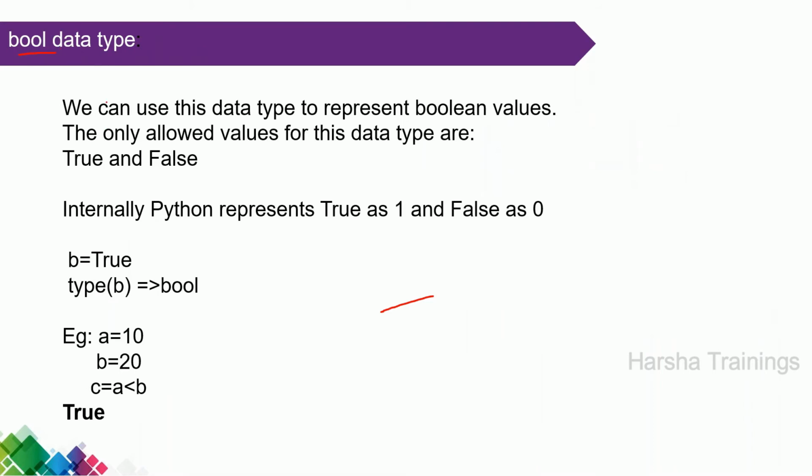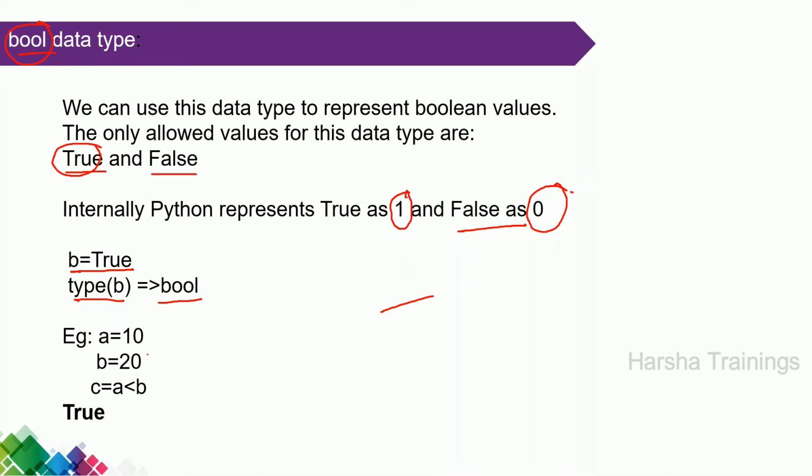Bool, the Boolean data type. This is one of the additional things. It is not available in C programming. Boolean contains only two values, true and false. One is generally represented as true, and zero is represented as false. Suppose b is equal to true; what is the type of b? It is a Boolean.